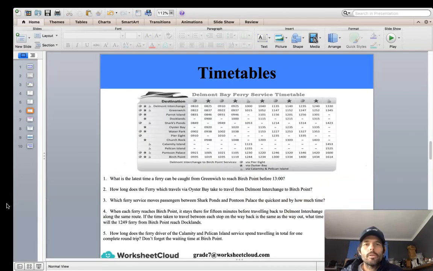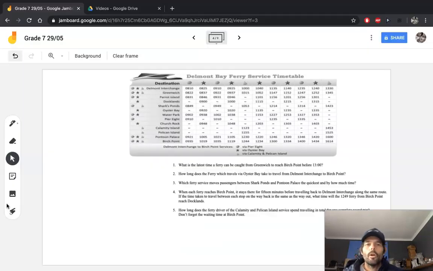Your second timetable, Delmont Bay Ferry Service timetable. There's quite a lot going on there, so you're going to have to look at it quite carefully. Notice the key at the bottom, the Delmont Interchange to Birch Point services. Read the questions really carefully. Take your time while you work through it. As I've said before, it's not a race. Make sure you understand. Press pause and then press play to see how you get on when we go through it on the Jamboard. Okay, first question.